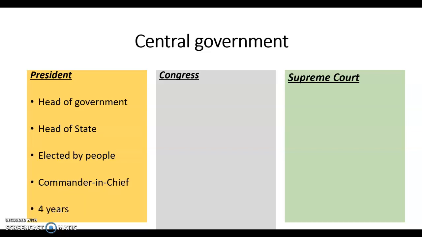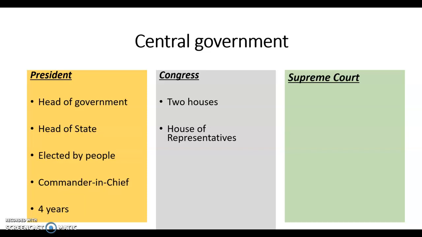and they serve for a period of 4 years, and they can do a maximum of 2 terms in office. So Barack Obama had back-to-back terms. Now, the second branch of government is Congress, and Congress is split into 2 houses. The first one is the House of Representatives. They're elected every 2 years, and that's based on sort of proportional representation.